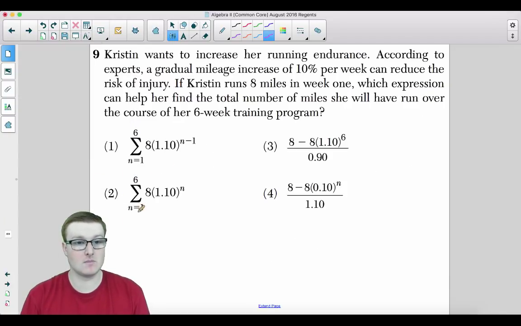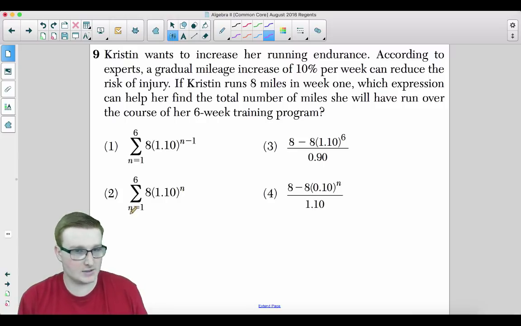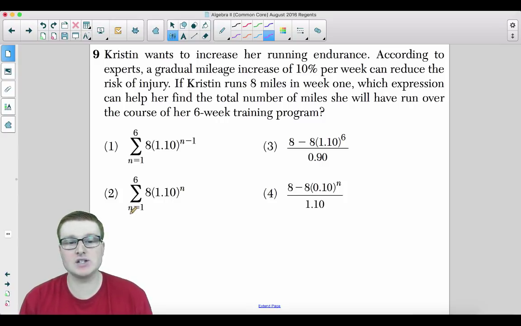Number 9. Kristen wants to increase her running endurance. According to experts, a gradual mileage increase of 10% per week can reduce the risk of injury. If Kristen runs 8 miles in week 1, which expression can help her find the total number of miles she will have to run over the course of her 6-week training program?